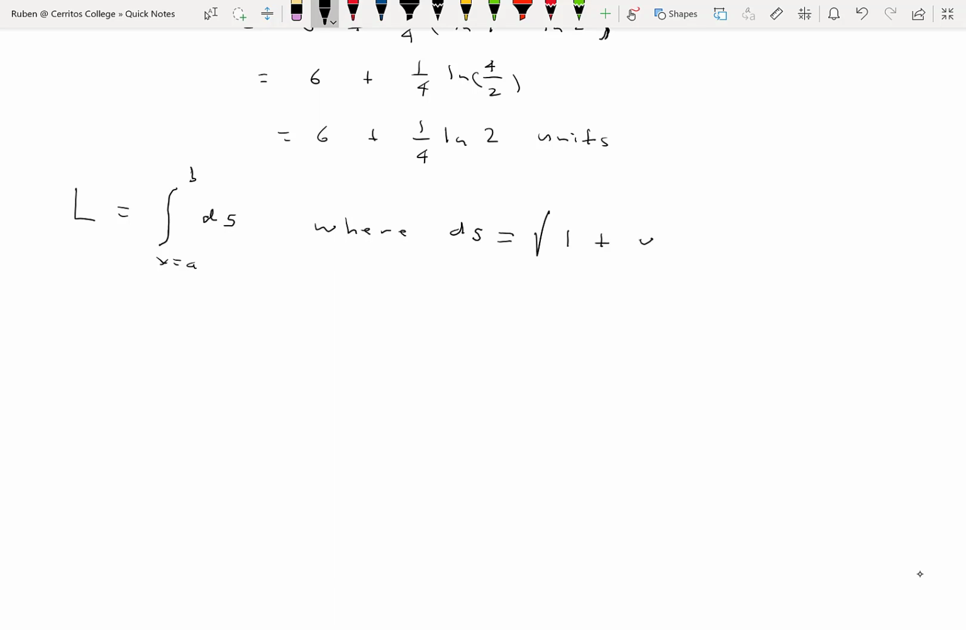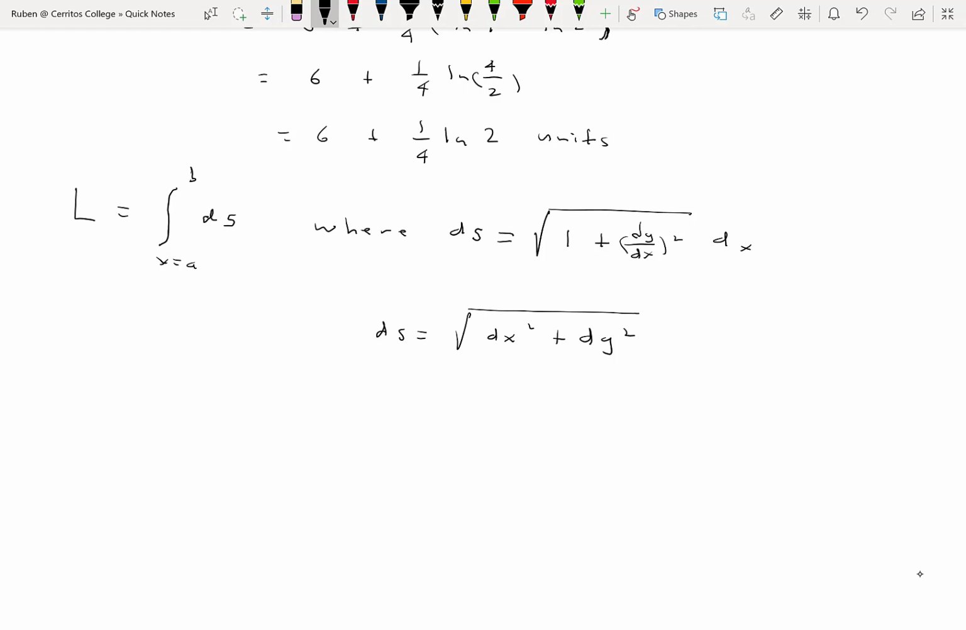The differential element of arc length looks like 1 plus, I'm going to rewrite it, 1 plus dy over dx squared dx. Okay, and we did some geometric juggling to get that. The original ds was the square root of dx squared plus dy squared, and I got the usable differential element of arc length by dividing and multiplying by the square root of dx squared.